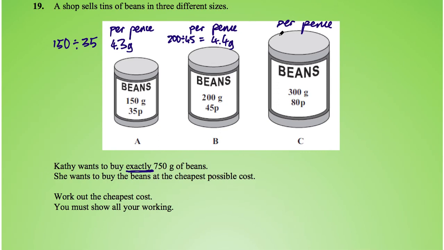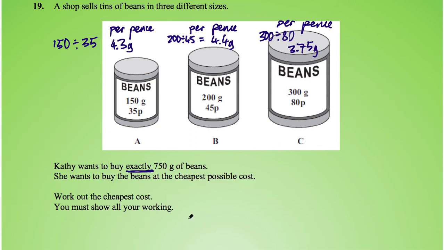You get more per pence for this one than you do for that one. And this one we expect to be the cheapest. That is 300 divided by 80 for the pence, per pence. And that is actually a lot smaller. 3.75 grams per pence. So actually, this is not good value for money at all. The best value for money is this, 4.4 grams of beans per pence. Slightly better than that one. And this one is actually a lot more expensive. You only get 3.75 grams per pence in this one.